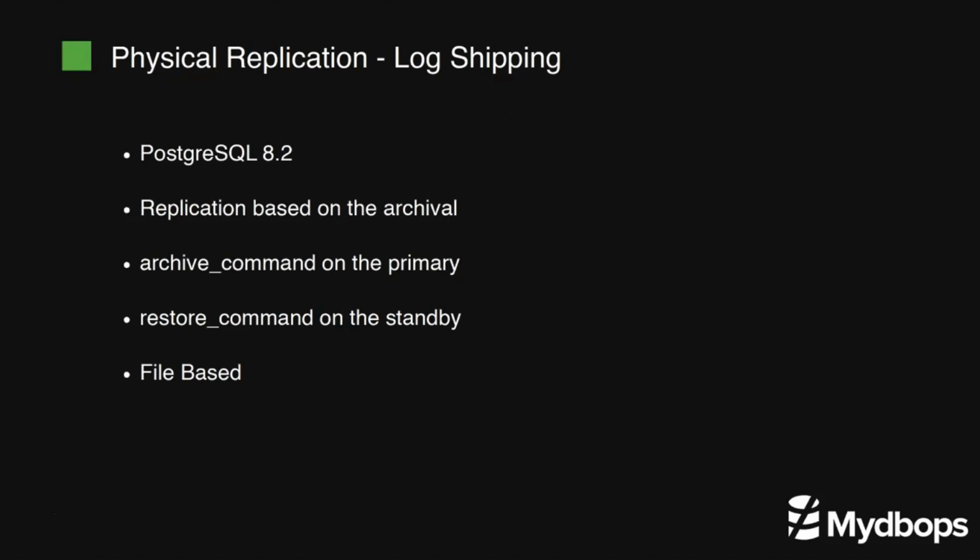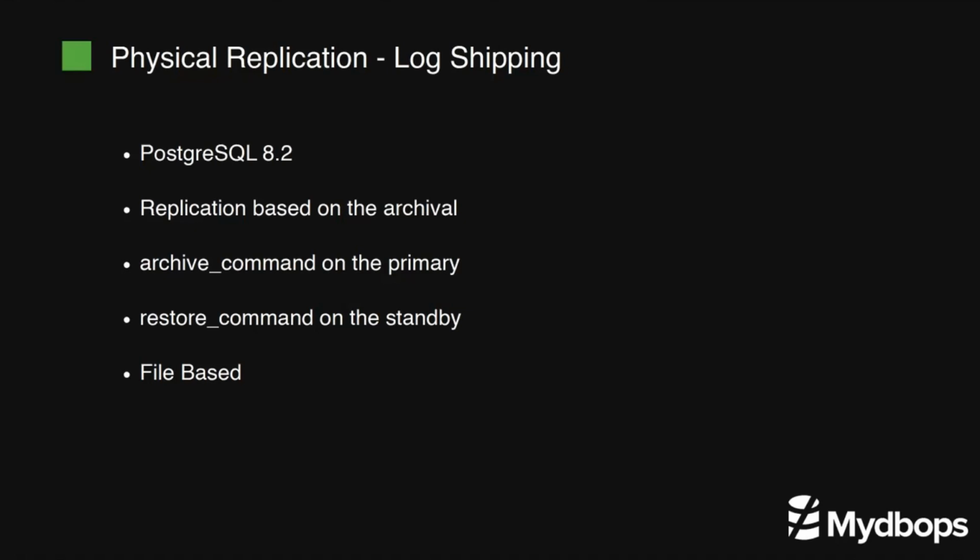So first one is log shipping. It is a very rare case that we use this option now because we have mostly evolved to streaming replication, but it is still good to know what log shipping is. It was actually introduced in PostgreSQL 8.0. It is replication based on WAL file archival.